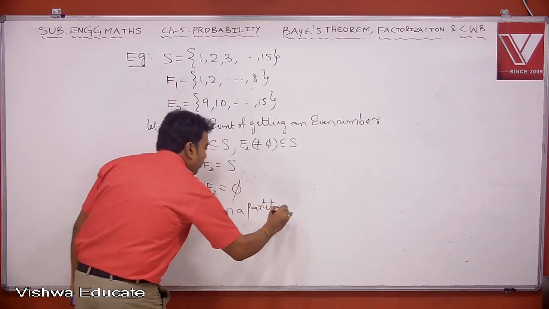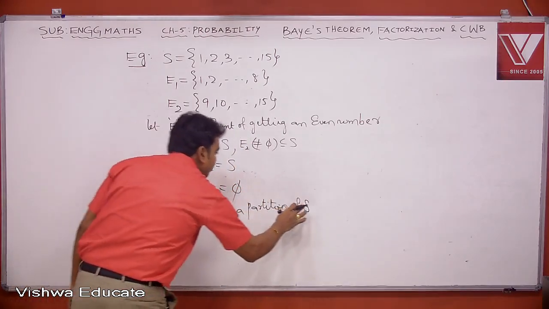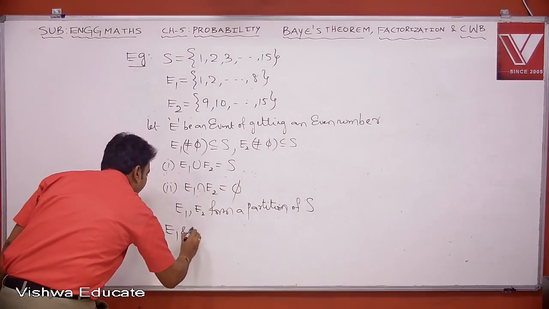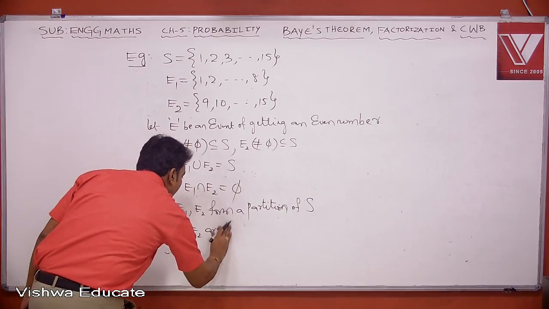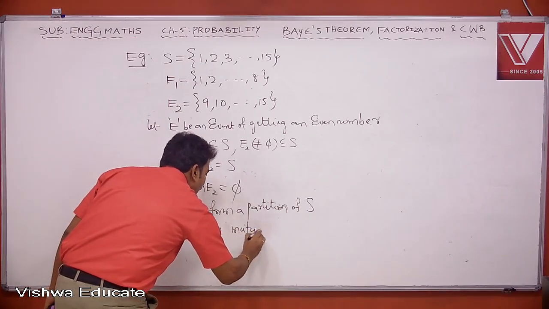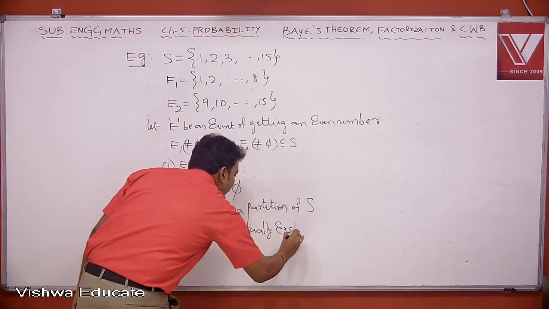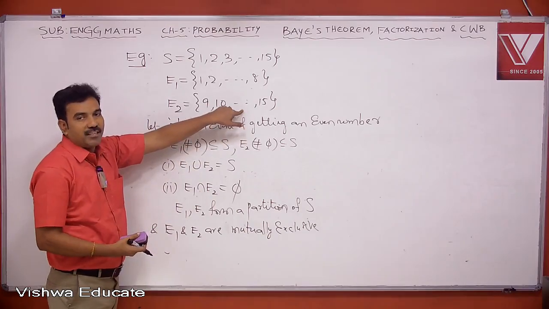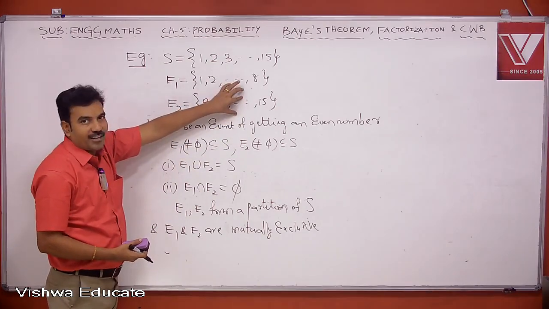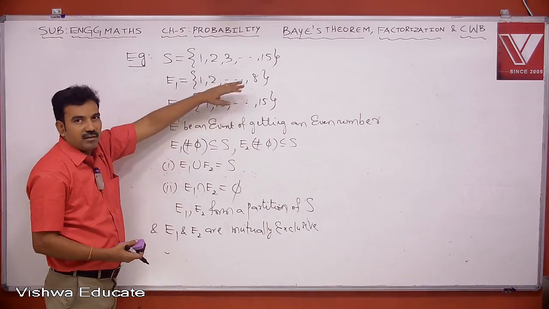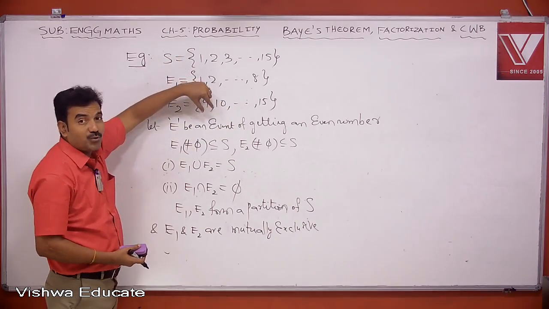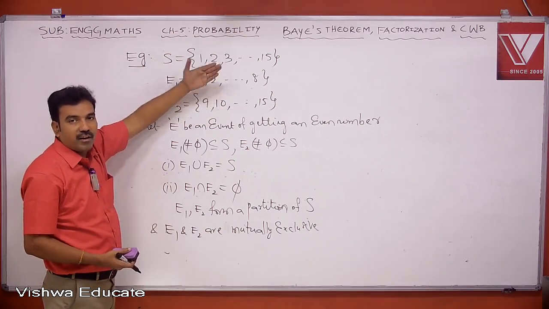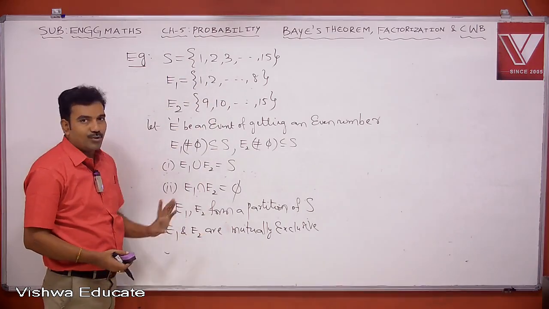E1, E2 form a partition of S, and E1, E2 are mutually exclusive events. You can see no element is common to E1 and E2. 4 is here but 4 is not here. 12 is here but 12 is not here. No common elements. So if E1 occurs, there is no chance to get E2. If E2 occurs, there is no chance to get E1. Because there is no common element, they are mutually exclusive events.